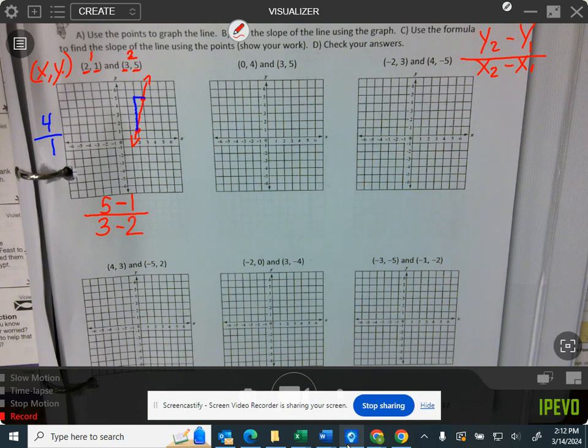So I have 5 minus 1 over 3 minus 2, which gives me 4. 5 minus 1 is 4. 3 minus 2 is 1. Oh, I get the exact same slope.